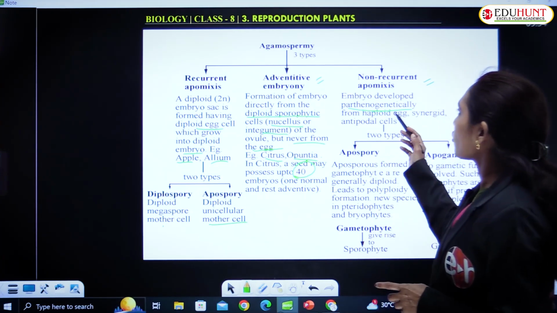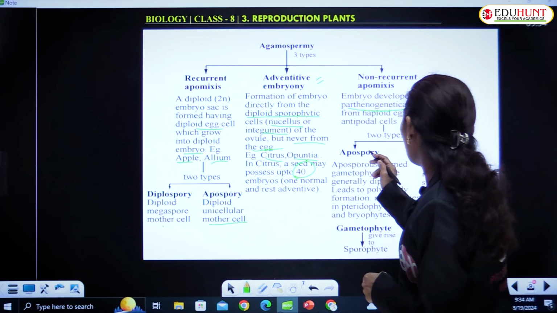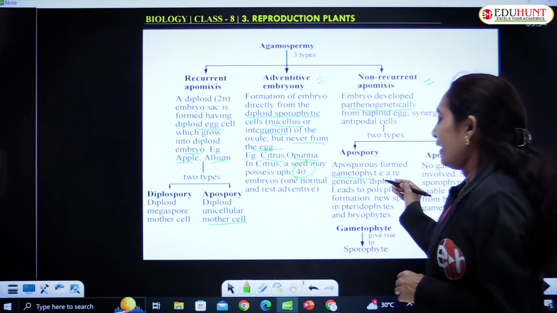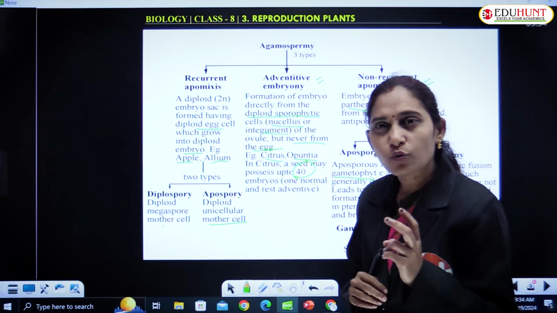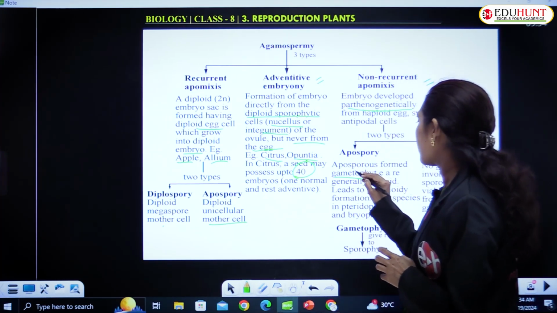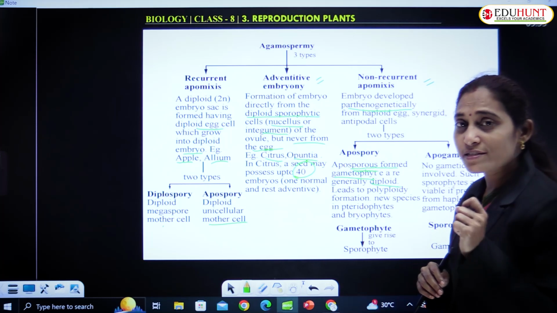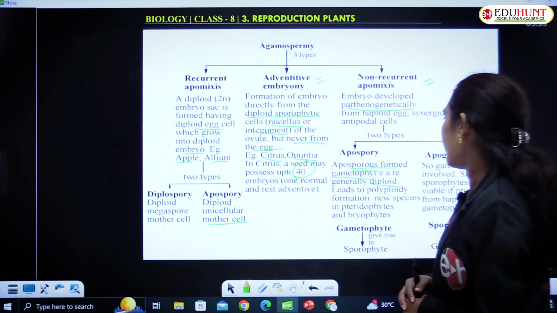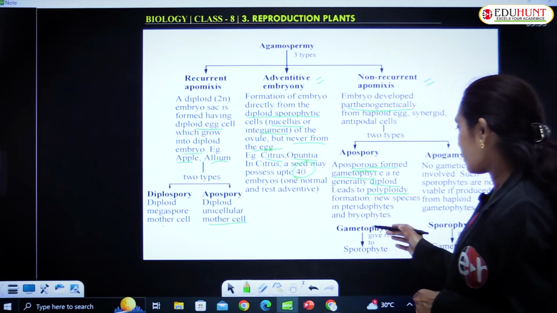Non-recurrent apomixis is produced by parthenogenesis and is of two types, apospory and apogamy. Apospory is formed by the gametophyte. Sporophyte is diploid and gametophyte is haploid; these are the two phases of the life cycle, gametophyte and sporophyte. But gametophytes formed through apospory are generally diploid in nature, which leads to polyploidy and new species in pteridophytes and bryophytes.